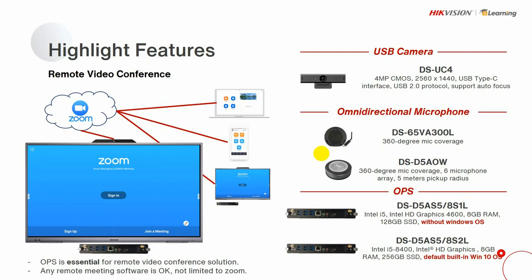So for remote video conference, let's take Zoom as an example. Before we start to use it, we need an OPS, the operating system, with Windows installed into our panel. So here are 2 selections of it down here, we can see. Of course, like I said before, you can use our USB camera or microphone when we have a remote conference, right?